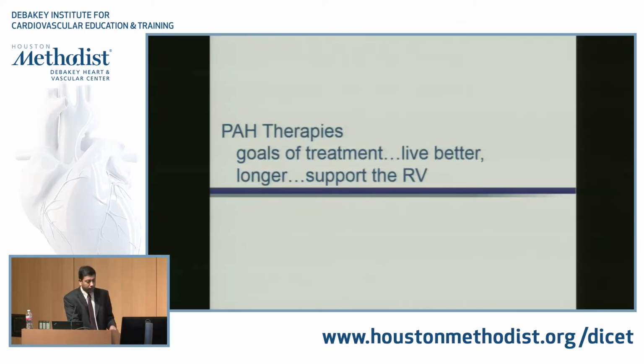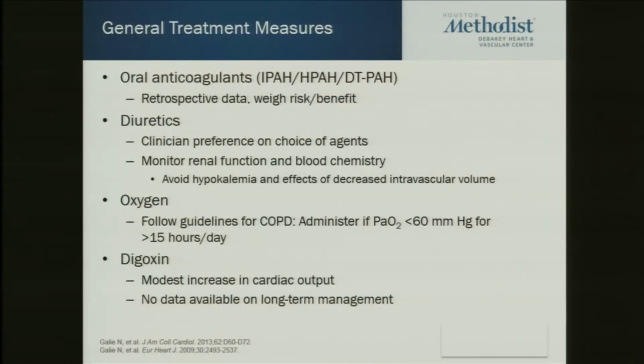Now, about 3 minutes to talk about pulmonary arterial hypertension therapy. So we'll switch gears here. Really, the goals of treatment here are to make patients feel better and hopefully improve their survival. And the goal really is to support the RV. So these are certain general treatment measures. Most of the time when patients present with pulmonary arterial hypertension, they've already had about 2 or 3 years of symptoms. So there's always a delay in diagnosis. So most of these patients will come to you with some degree of right heart failure.